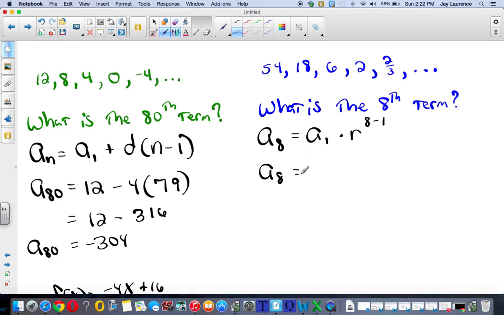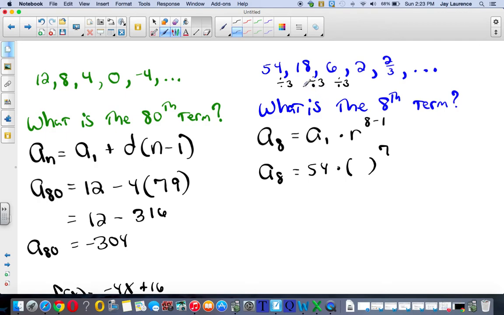Well, I know a sub 1, and I'm looking for a sub 8. A sub 1 is 54. I don't know this common ratio. I got to figure that part out. Whatever it is, I'm going to raise to the 7th power. Well, how do I turn 54 into 18? Well, you're probably going to say I divide by 3. I divide by 3, and I divide by 3. This formula is not set up for division.